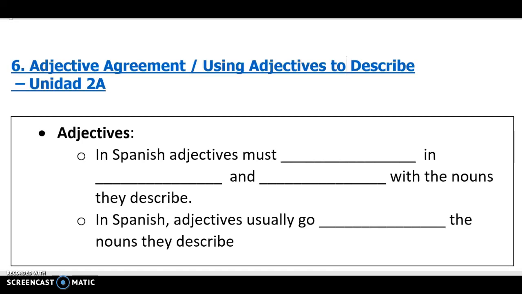Hola chicos, today we're going to start adjective agreement and how we use adjectives to describe nouns. We're going to go very simple with this, very basic things. We'll get a little bit complicated as we go, but let's start off with basic description of adjectives.